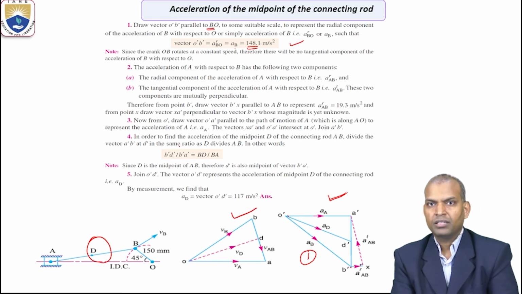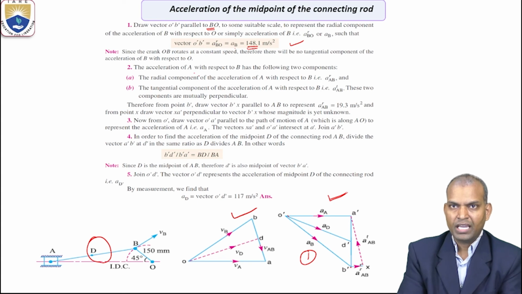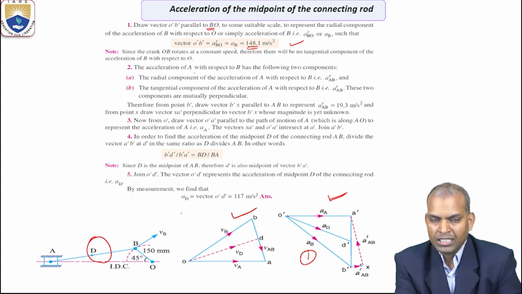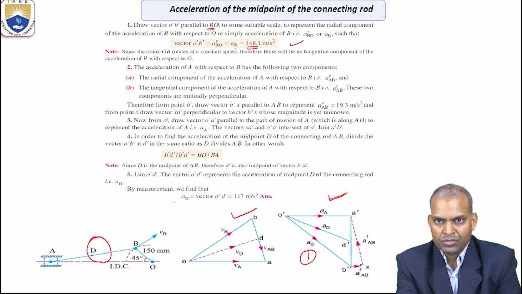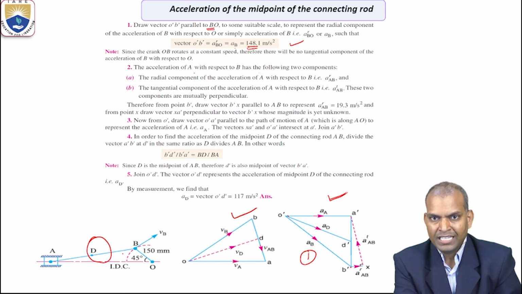The next point is that the acceleration of A with respect to B has the following two components. This link AB has two components. What are they? The radial component and the tangential component. The radial component is in line with the link AB, and the tangential component is normal to link AB.